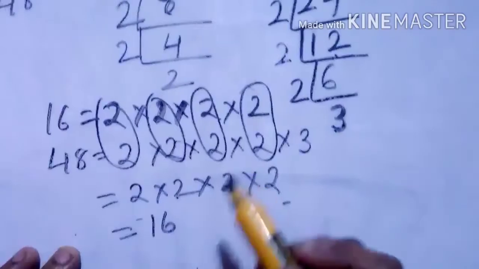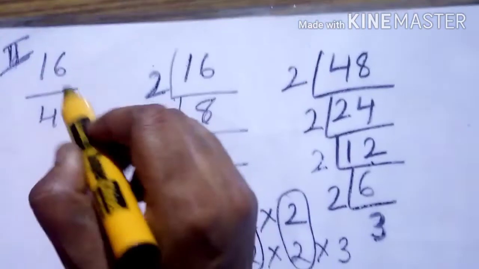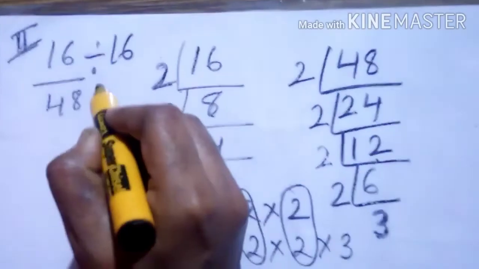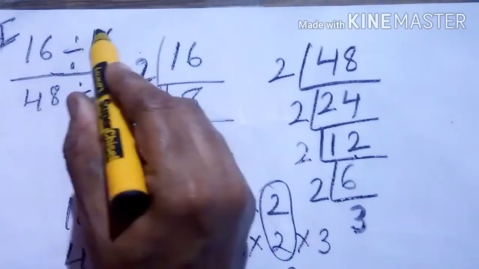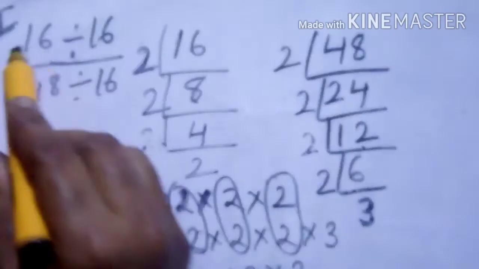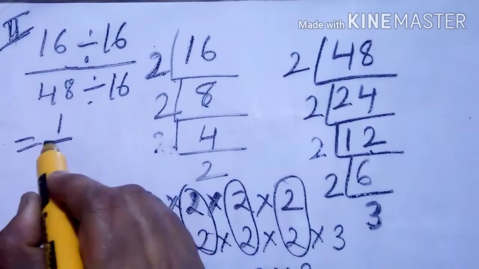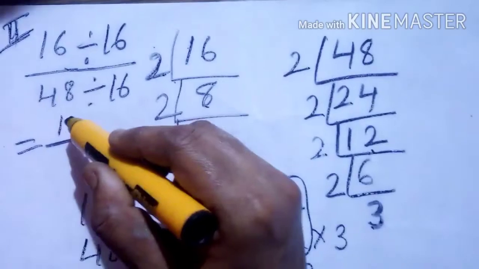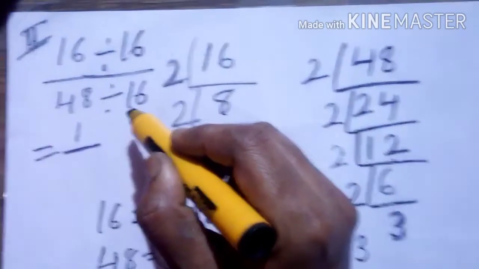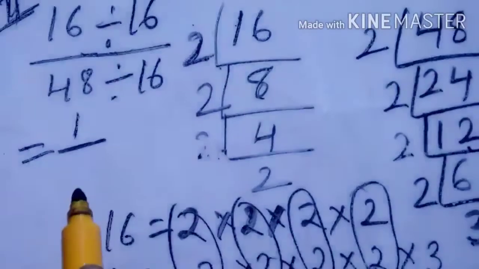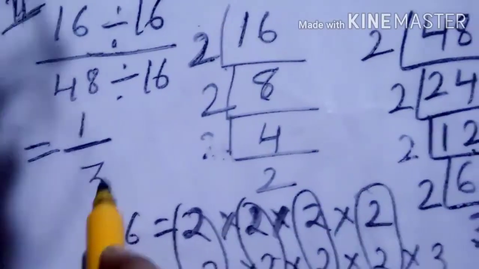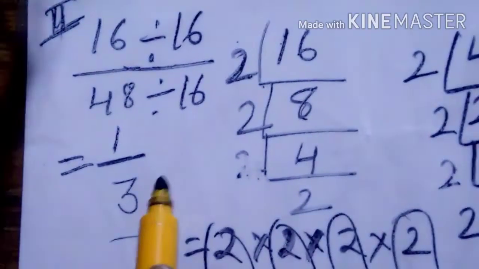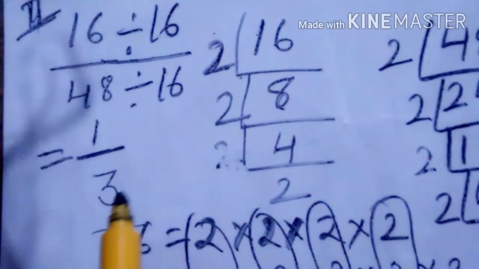So now what you have to do? You have to divide both numerator and denominator by 16. When you divide both the numerator and denominator by 16, numerator you get 1. And what about denominator? 16 how many times 48? 3. So we'll write here 3. So the answer is 1 by 3. In both the methods, you get the lowest term 1 by 3.